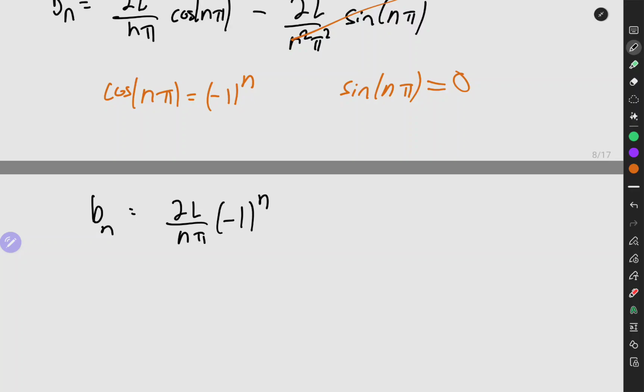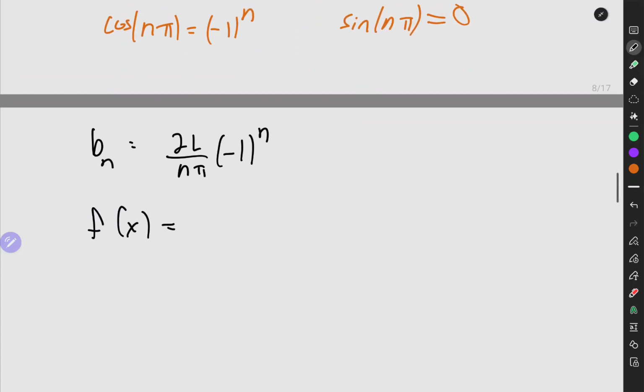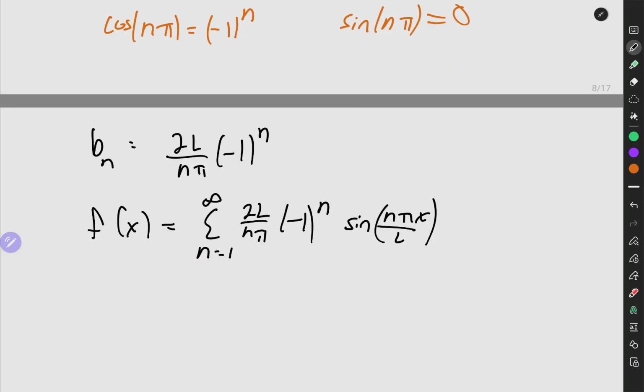Okay, so now we know b sub n is this. This is our final form. Can it be simplified anymore? No, right? So we can just write this like this now. We go back to our Fourier series, and we're plugging in stuff. A naught is 0. So we go right to the series. We have 2L over n pi times negative 1 to the n. Remember, this is times sine. So you see we're left with the Fourier sine series.